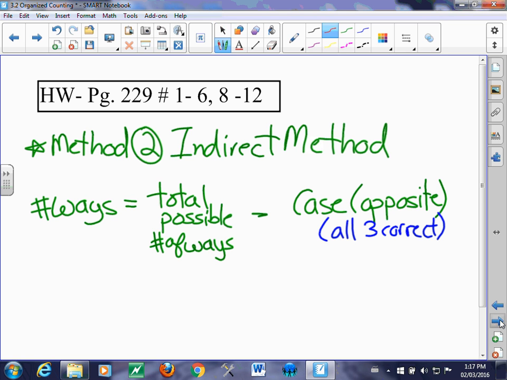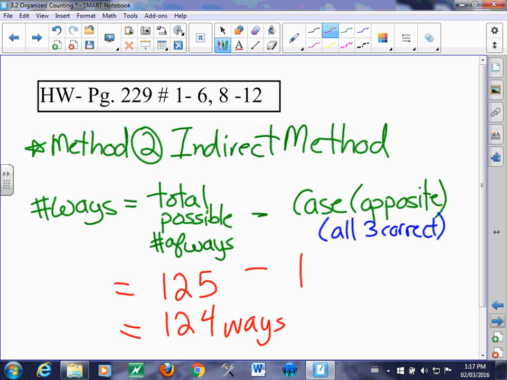Okay? So, total number of possible ways we figured out in A, which was 125. Subtract the case where you get all 3 correct. We actually did that in B, which was 1. So that gives you 124 ways. So again, you'd put a therefore statement on there. Therefore, 124 ways to get at least 1 wrong. Okay? It's the opposite. So remember, if you're doing indirect, you use the opposite case. Okay? Sometimes that works, sometimes it doesn't.